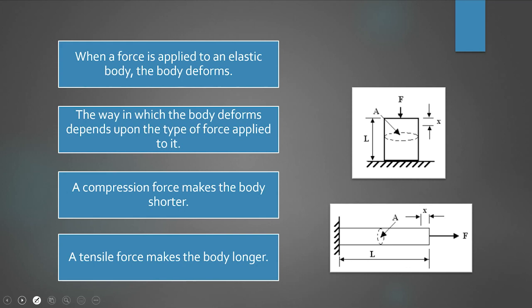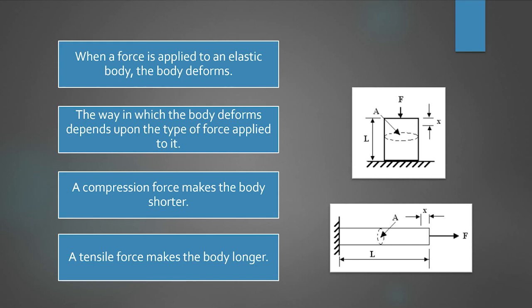The way in which the body deforms depends upon the type of force applied to it. Here we have one, which is the compression force. Right now we are talking about normal stress, the first one just now, which is actually perpendicular to the plane itself, perpendicular at 90 degrees. So first we have the compression force, and the second one is the tensile force.